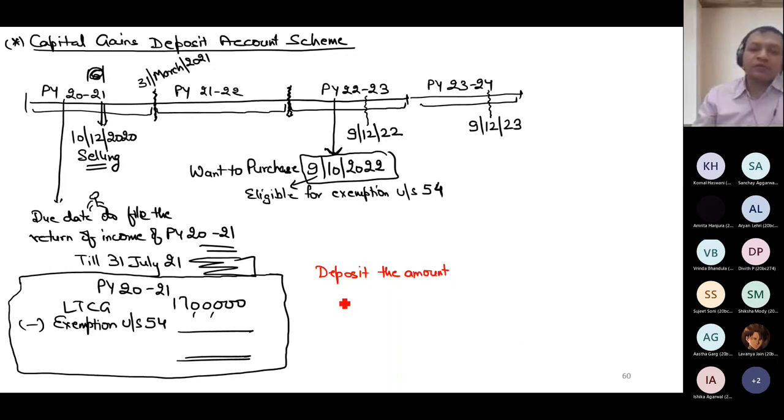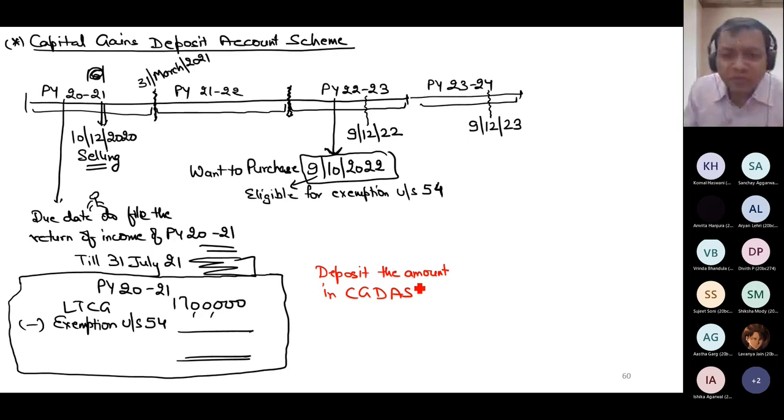Whatever amount you think you will invest, you deposit the amount in a separate bank account, in the capital gain deposit account scheme. This account you can open in a bank, and this account will show your authenticity or your real intention, that yes, you are really interested in purchasing or constructing the house. So though you might not have actually purchased or constructed the house till 31st July 2021, at least deposit till this date. Whatever you deposit, you will get the exemption.